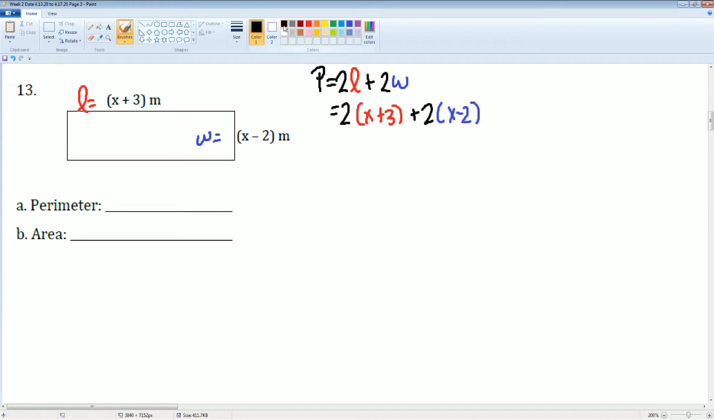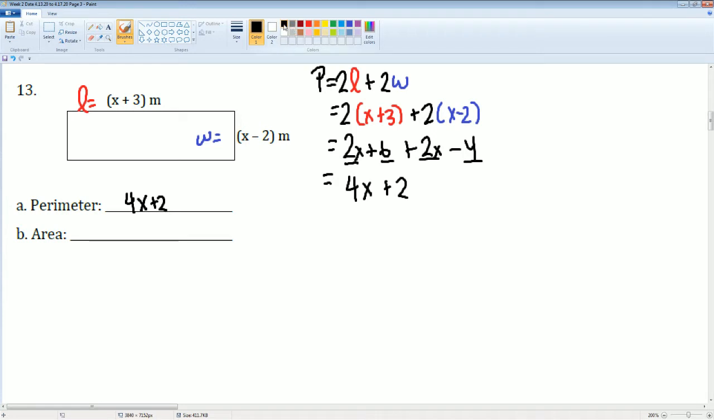All right, so let's multiply. 2 times x is 2x, 2 times 3 is 6, okay? Plus 2 times x, 2x, 2 times negative 2 is negative 4. Combine some like terms: 2x and 2x becomes 4x, right? Then 6 and negative 4 becomes plus 2. So the perimeter here is 4x plus 2.